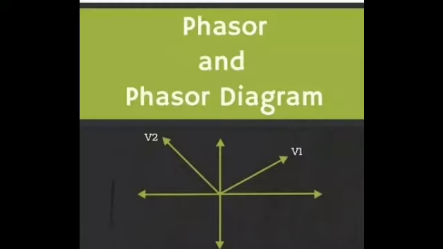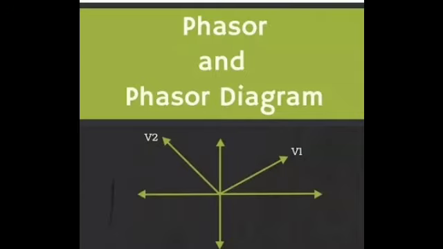Phasor and phasor diagram. A sinusoidal alternating voltage can be represented by a vector which rotates about the origin in the anti-clockwise direction at a constant angular velocity omega. Such a rotating vector is called a phasor. A phasor is drawn in such a way that the length of the line segment equals the peak value Vm of the alternating voltage or current. Its angular velocity omega is equal to the angular frequency of the alternating voltage.